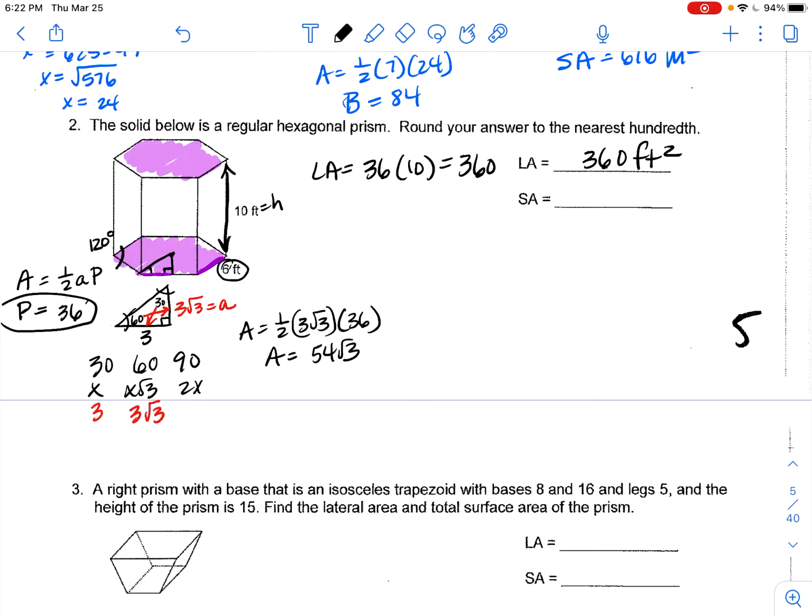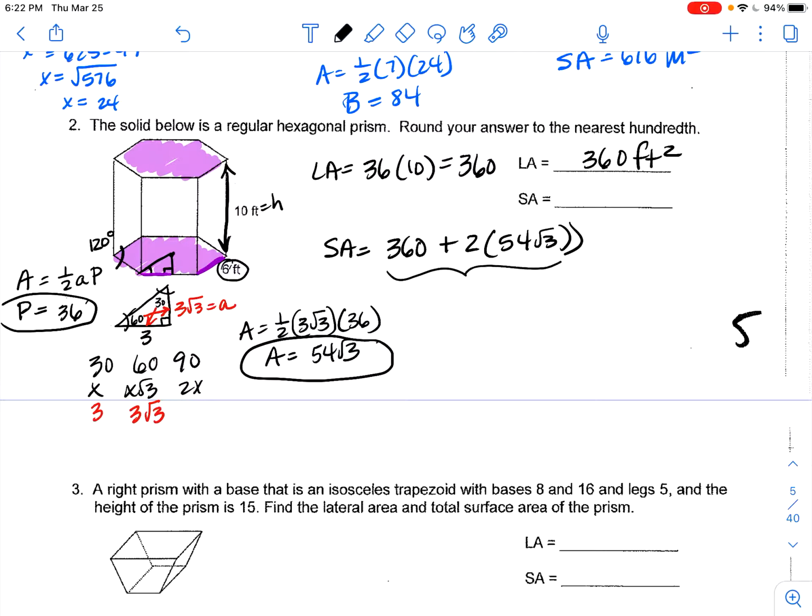Now the total surface area is the lateral plus 2 of the bases, and each of those bases is 54 roots 3. Excuse me. So it is equal to the lateral plus twice the bases. If I put this into my calculator, this is going to equal 547.06 feet, and the units is squared. So 547.06 feet squared.